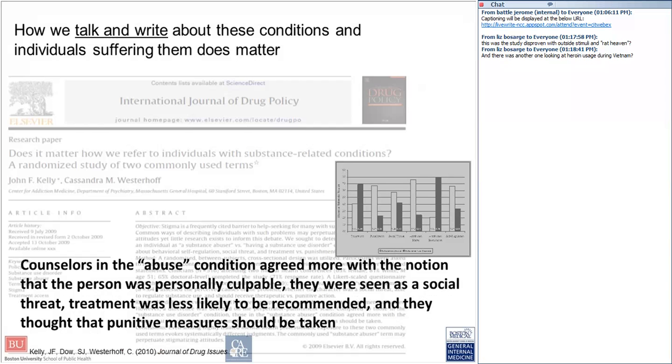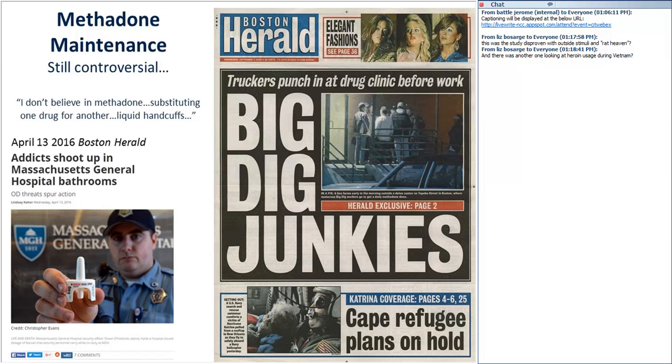And then look at these examples from how we talk about substance use disorders and people who have them. Methadone maintenance, a treatment that objectively decreases HIV transmission, decreases mortality, and leads to abstinence from use of illicit opioids, and yet it's still somehow controversial, with people saying things like, I don't believe in methadone, substituting one drug for another, it's liquid handcuffs, and with newspapers using words like addicts. Addicts shoot up in the Mass General Hospital bathrooms. That appeared in the Boston Herald last year.